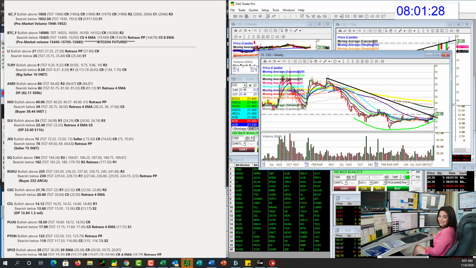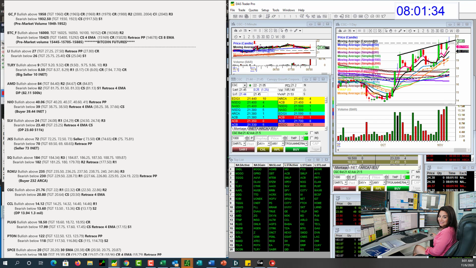Look at that beautiful breakout too on the weekly chart. Nice rounded bottom like that. And look at the volume. And we've had dark pool. So nice setup. Day trade setup though: bullish above 21.76 and bear below 20.80. We'll see how that goes today.